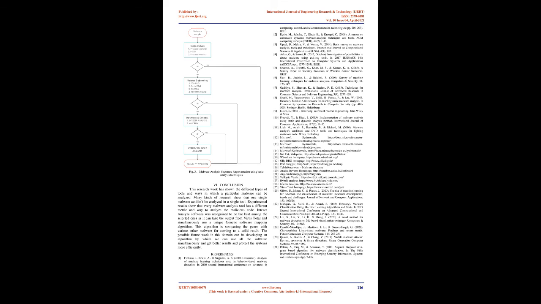6. Conclusion. This research work has shown the different types of tools and ways in which a particular malware can be analyzed. Many kinds of research show that one single malware couldn't be analyzed in a single tool. Experimental results show that every malware analysis tool has a different metric and way to analyze the malicious code. Intezer Analyze software was recognized to be the best among the selected ones as it can take the output from Virus Total and simultaneously use a unique genetic software mapping algorithm. This algorithm compares the genes with various other malware to come to a solid result.